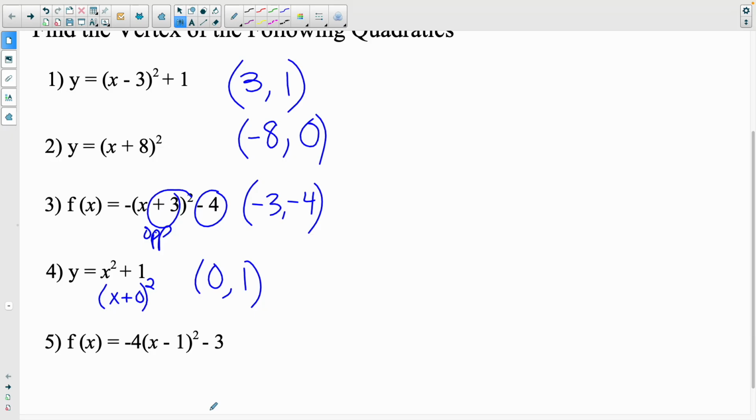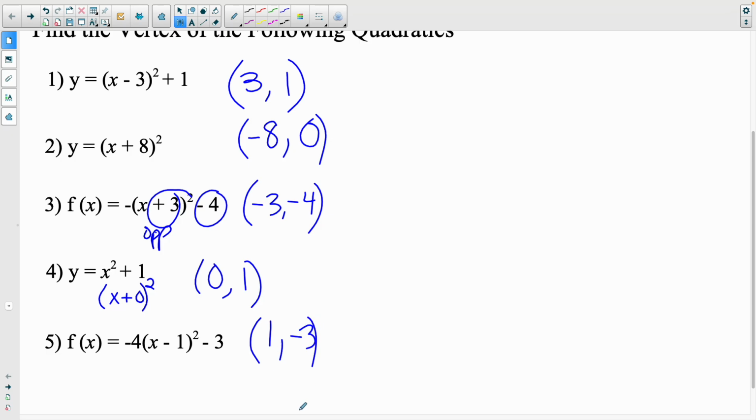Okay, so what's the last vertex going to be? What do you think? Good, positive 1, negative 3.